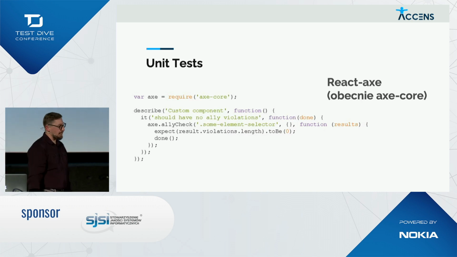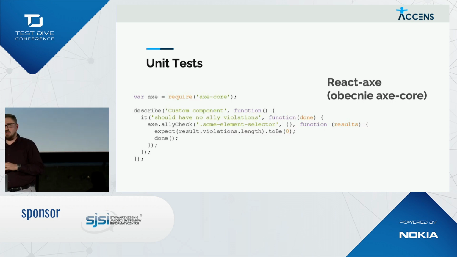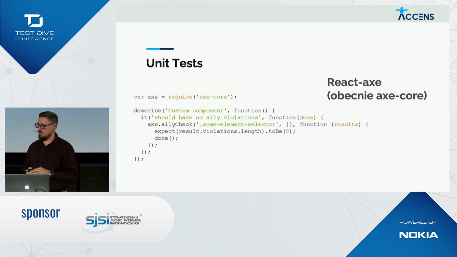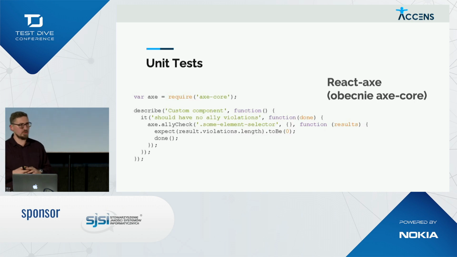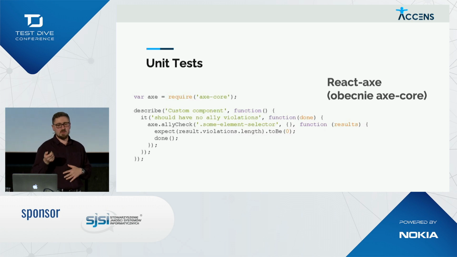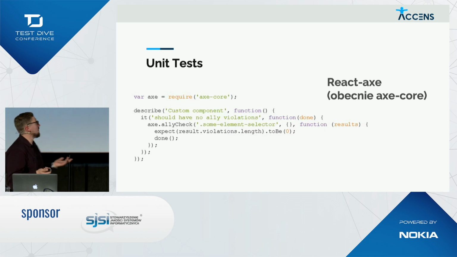Axe-core, this is a very popular one. It's an open source library created by a big company, focused on accessibility. But it is open sourced and used in a number of other tools, so you can easily use it. In this case, it's used as verification for unit tests, and the unit test is very simple because you are just running on Axe.